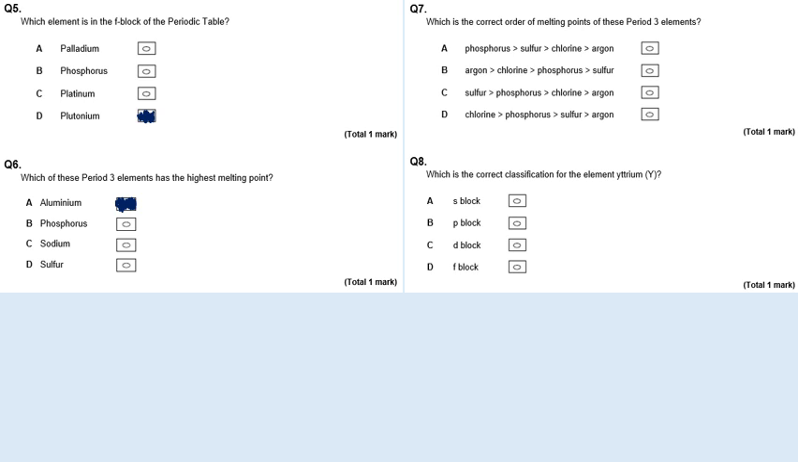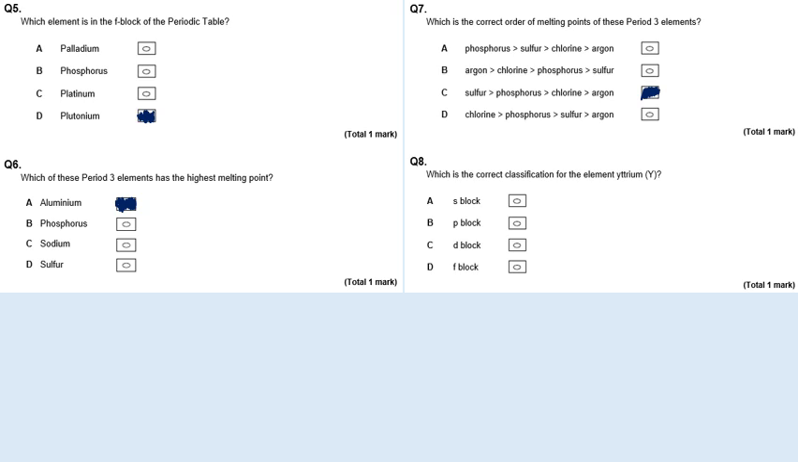Next, which is the correct order for melting points of period 3? So another melting point one. Phosphorus, let's have a look. And your answer here. It's going to take a little bit of working out, I think. I'm not going to explain it because you do just need to know them, I guess, once it comes to those melting points. The correct answer here is C.